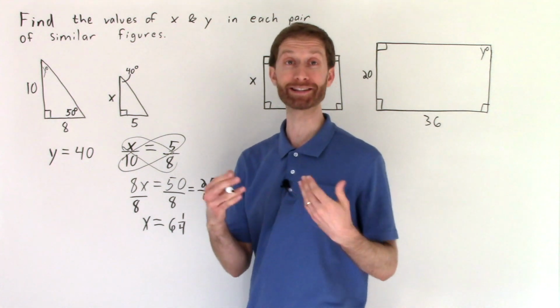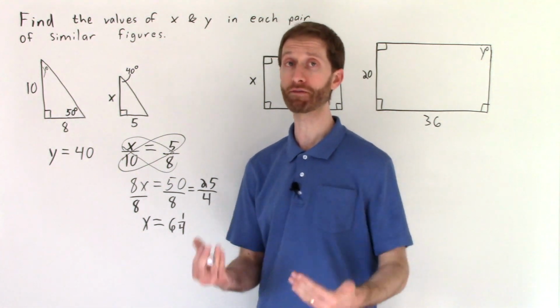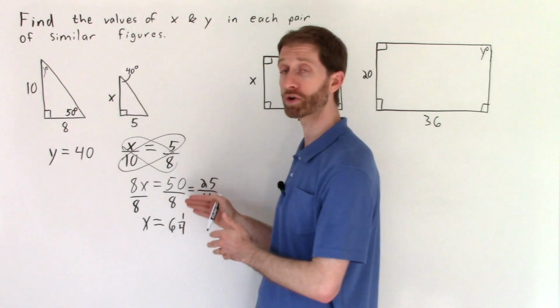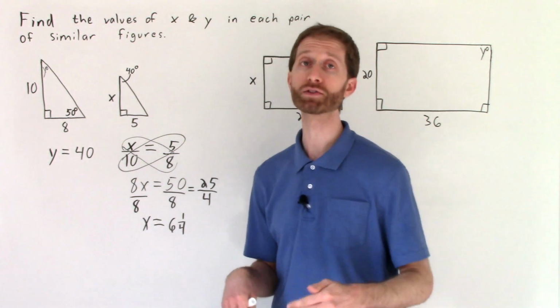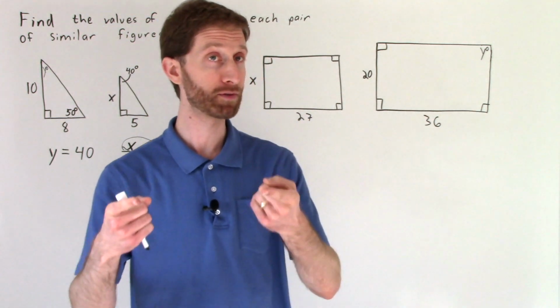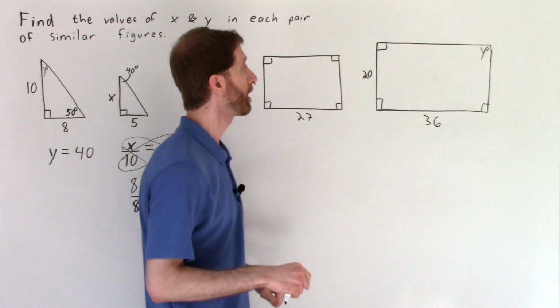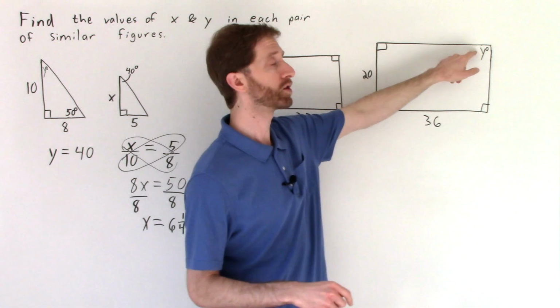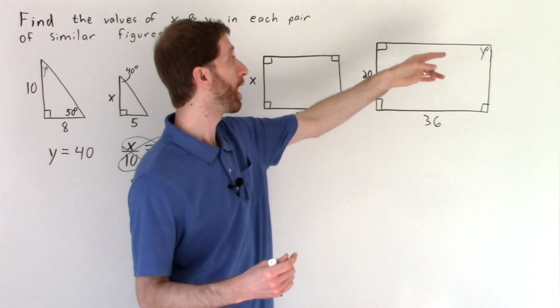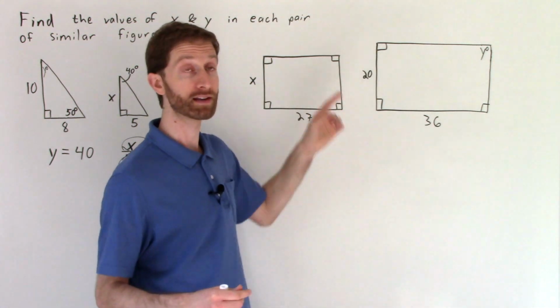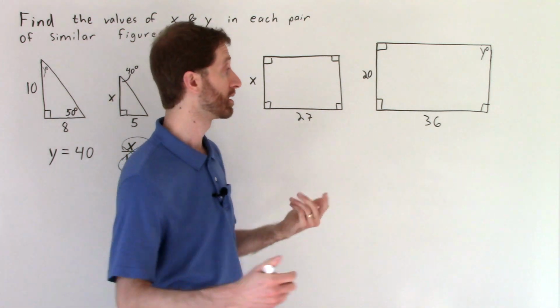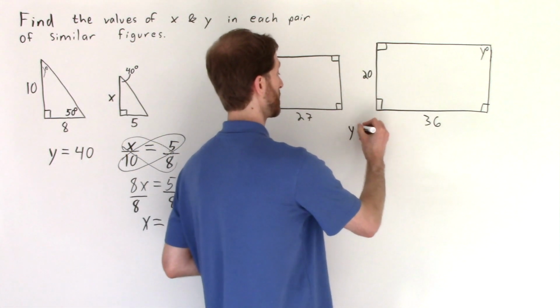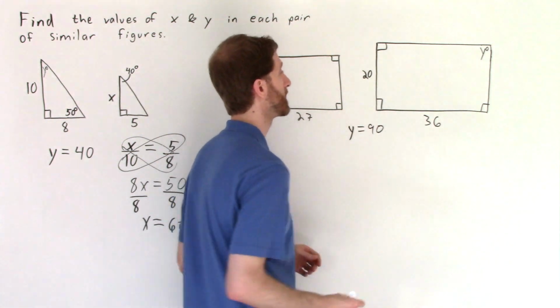Okay, let's go over a second example of how we can use our definition of similar figures and proportions to find missing angles and side lengths in similar figures. So, on to some rectangles. First thing I notice is that this angle and that angle correspond. Therefore, y is the same measure as the right angle, which is 90 degrees. So y is 90 degrees, or y is equal to 90.